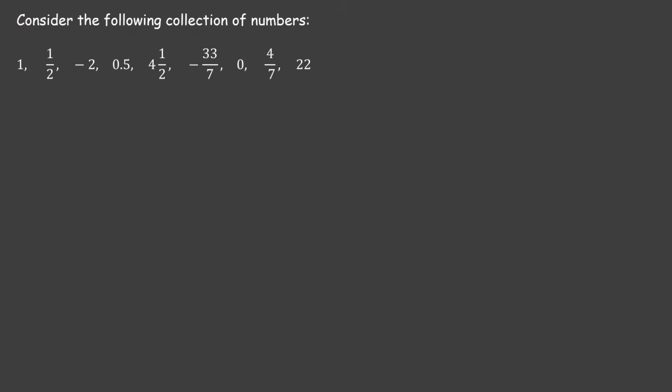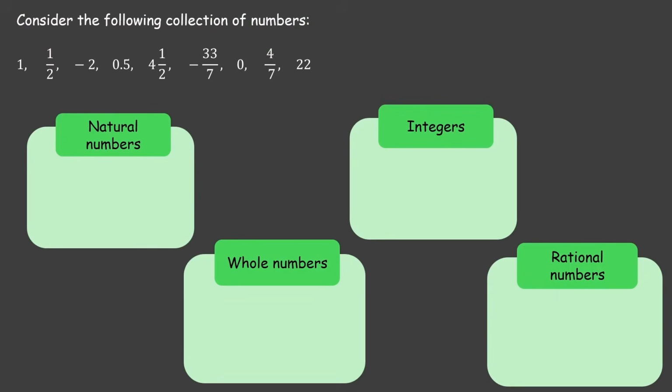Now let us look at this collection of numbers and categorize them into these boxes. First of all, we have 1. 1 is a natural number, an integer, a whole number, and also a rational number because we can write it as 1 by 1 in the P by Q form. Then we have 1 by 2. It's not a natural number, not a whole number, not an integer, but a rational number. -2. That's an integer and a rational number because all integers are rational numbers, right?